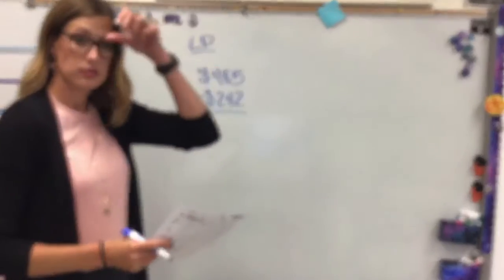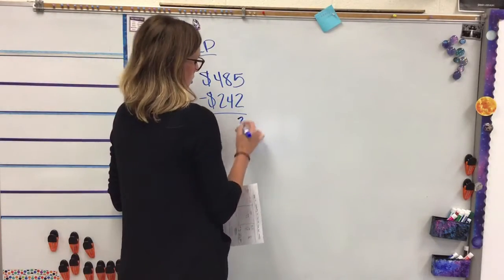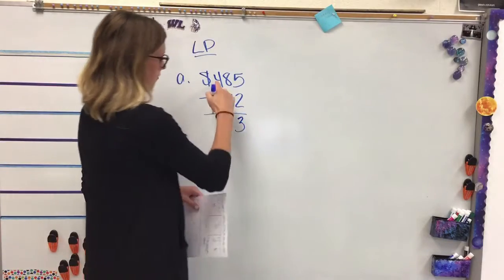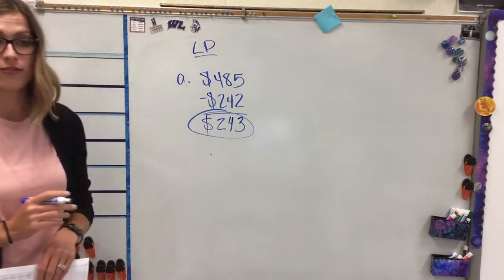When you do this, let's start with our ones column. 5 minus 2 is 3. 8 minus 4 is 4. 4 minus 2 is 2. Don't forget your dollar sign. You get $243.